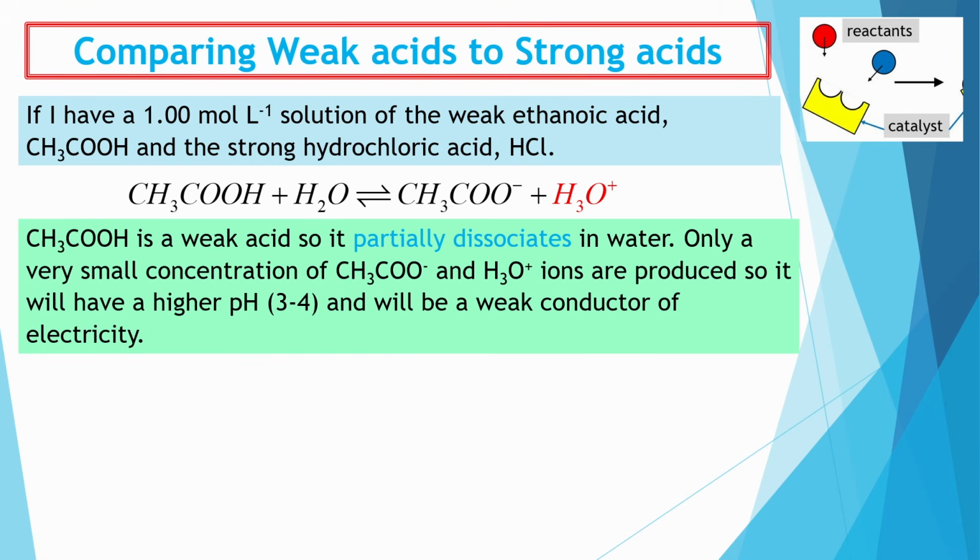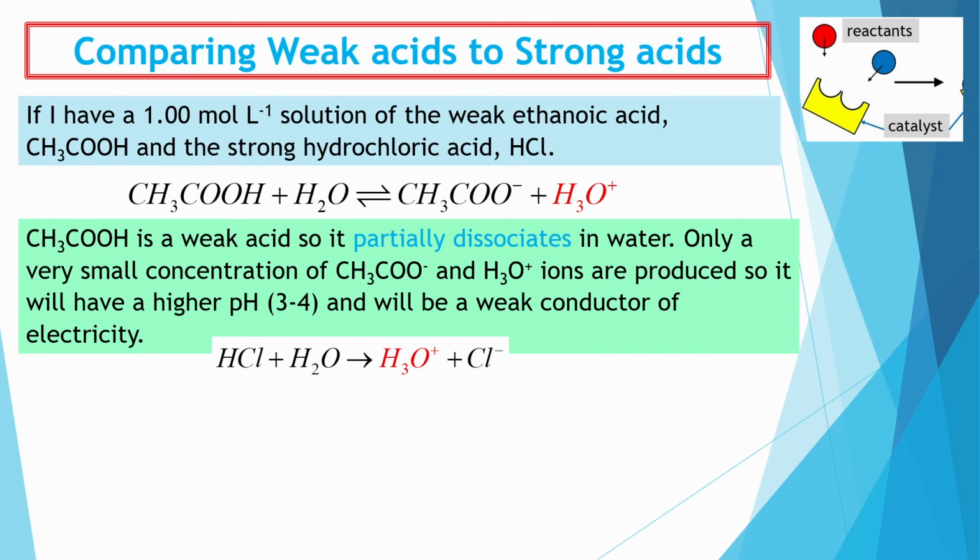Now, I might have expanded on why it's a weak conductor, because I could have said, hey, because the concentration of ions is low. And I could have expanded on the H3O+ ions and said, hey, because it produces H3O+ ions, its pH is going to be smaller than 7, but because there's only a small concentration, its pH is between 3 and 4.